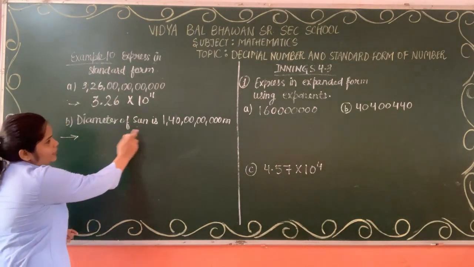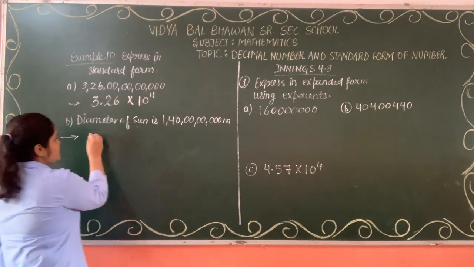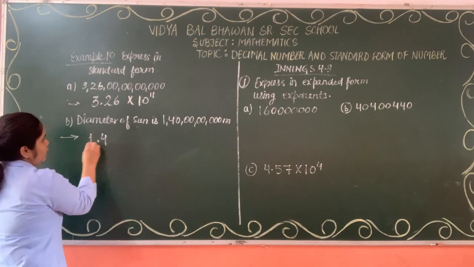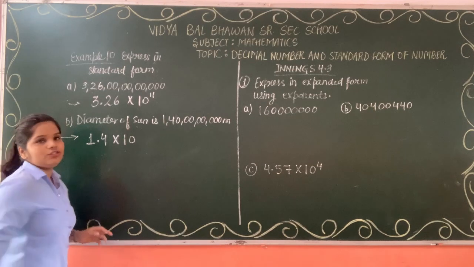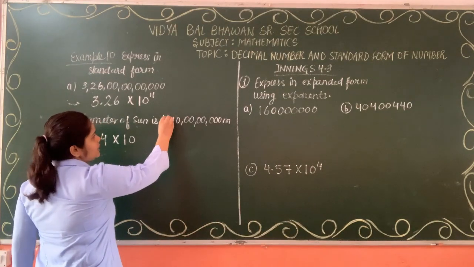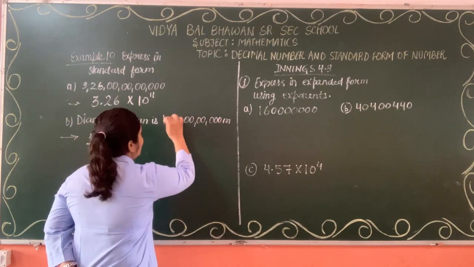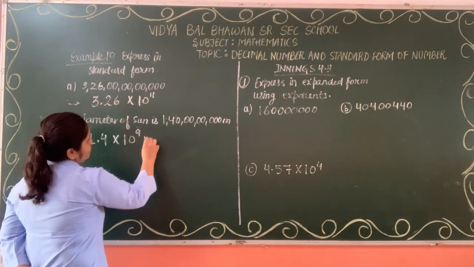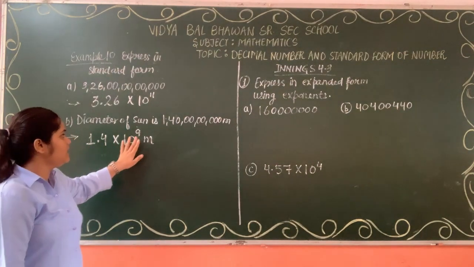Next one, the diameter of the sun is given. This one, you will place the decimal just after the first digit. That means 1.4. I am writing the non-zero numbers, not the zeros. 1.4. Now multiply it by 10 raised to the power. Power will be decided by the number of digits after the decimal. Here is the decimal. So 1, 2, 3, 4, 5, 6, 7, 8, 9. After the decimal there are 9 digits. So it will be raised to the power 9. Diameter of the sun in the standard form will be 1.4 multiplied by 10 raised to the power 9.